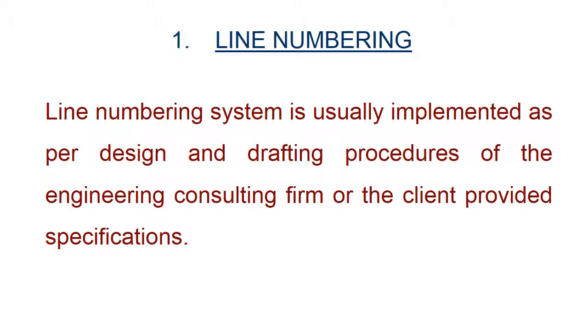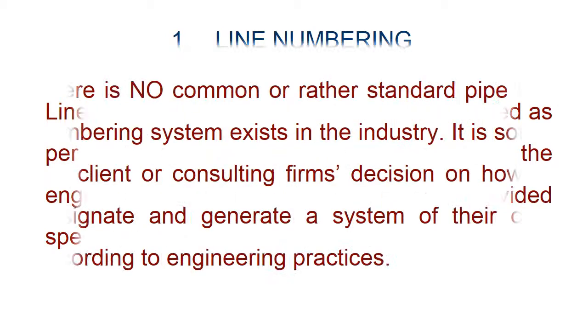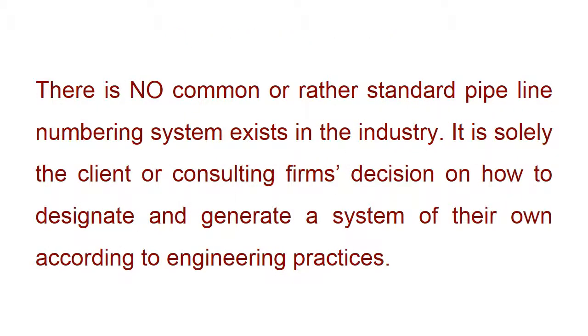The line numbering system is usually implemented as per the design and drafting procedures of the engineering consulting firm or the client-provided specifications. There is no common, or rather standard, pipeline numbering system in the industry. It is solely the client's or consulting firm's decision on how to designate and generate a system on their own, according to engineering practices.